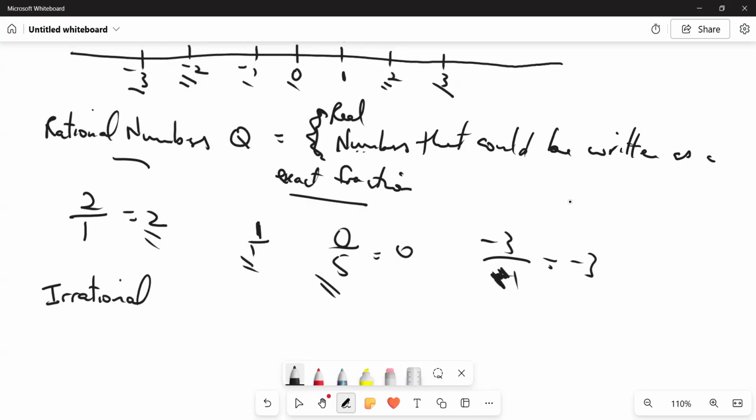Irrational numbers. We usually use the symbol Q with a complement sign out here, and I'll show you why just now.